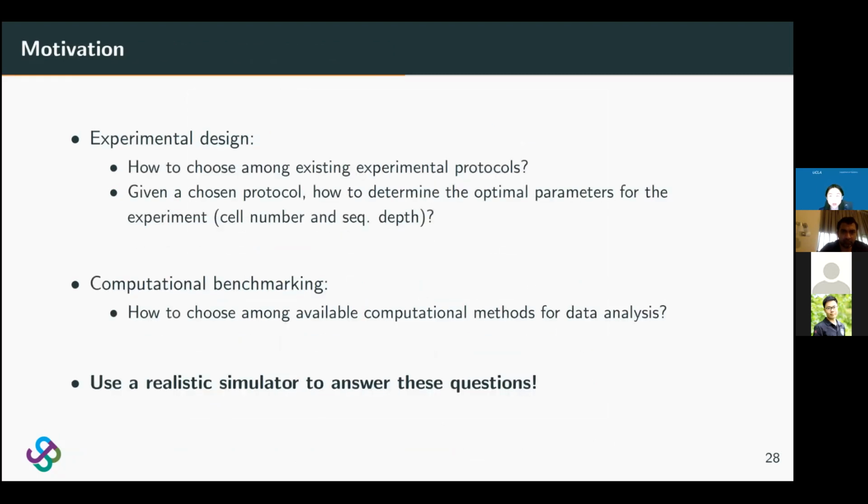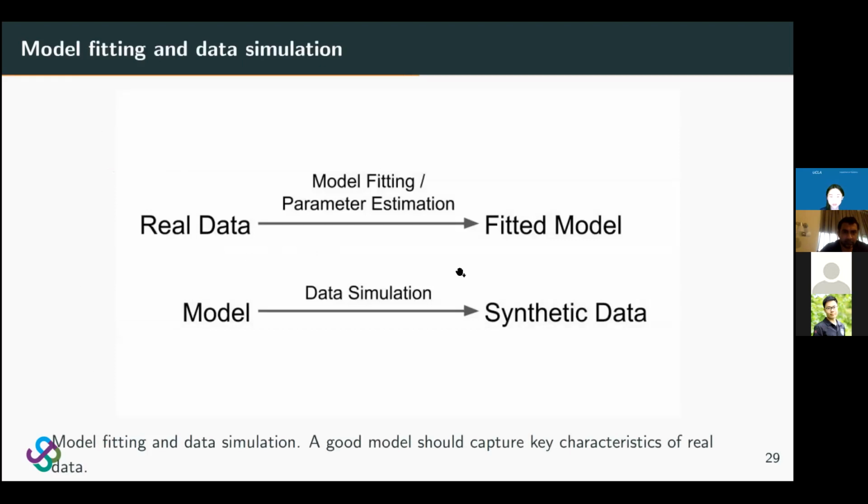Our motivation to develop scDesign2 as a simulator is to address both experimental design and computational benchmarking questions. Our hope is that with a realistic simulator, whose synthetic data carries ground truth, we can validate the experimental design, evaluate the effectiveness of the design, and also benchmark or compare methods for the same task. Okay, so this is the philosophy.